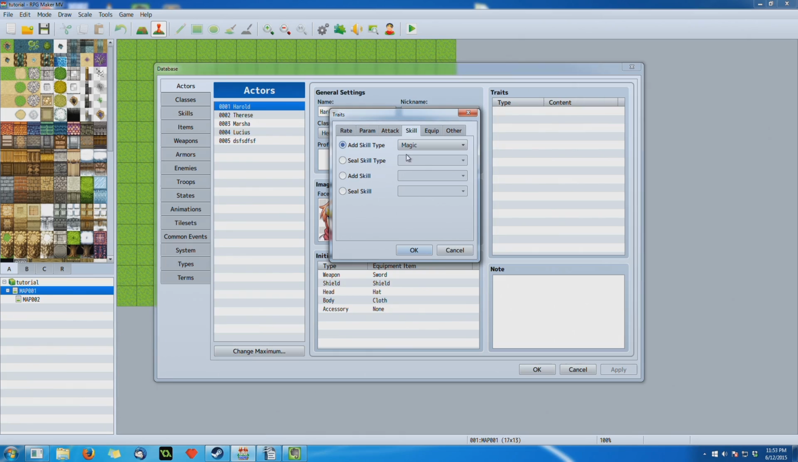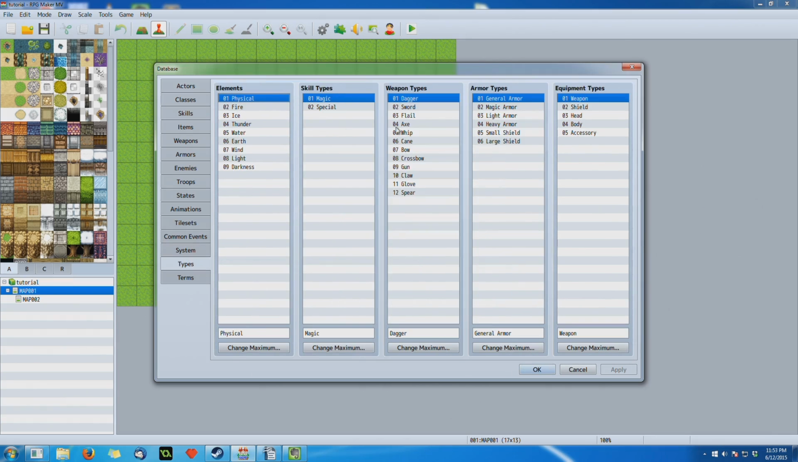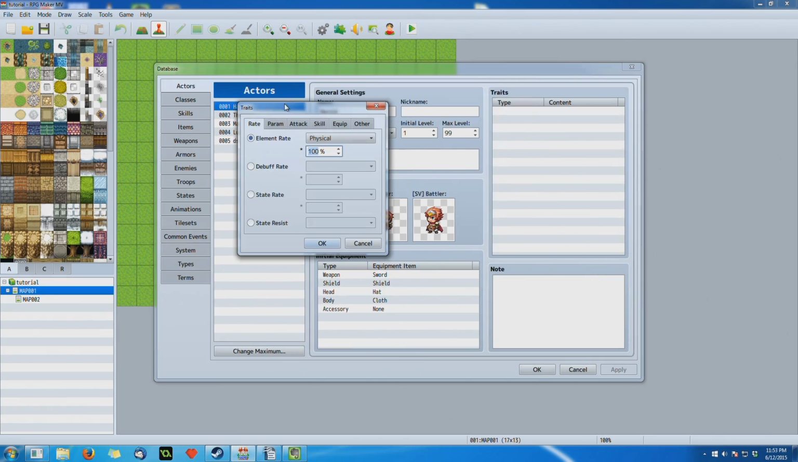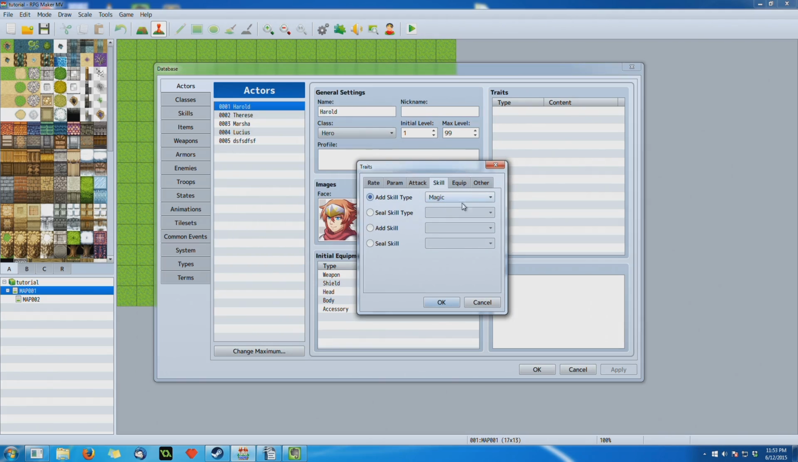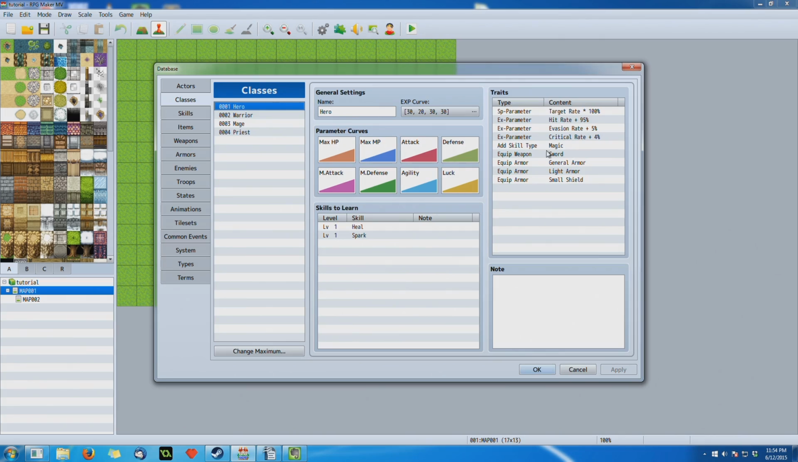Okay, so now under skills, there is add skill type. Right now we only have 2 skill types set up, and you can set up as many as you want, up to 2,000. What add skill type does is allow this character to access that skill type. So right now, Harold can't use magic or special because we haven't set it. He actually can, because you set this in the classes and not on the character themselves. As you see, he can use magic.